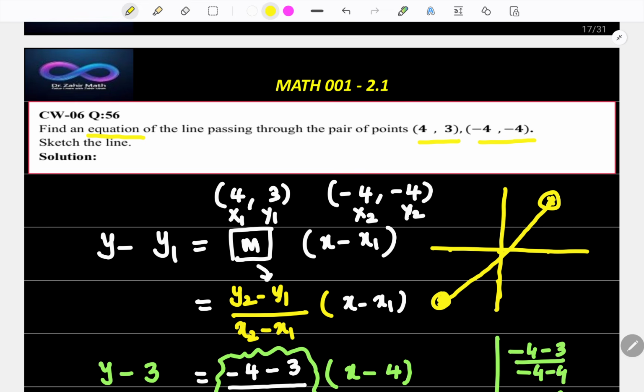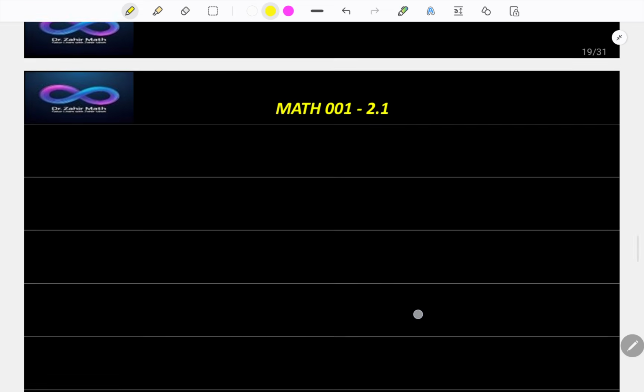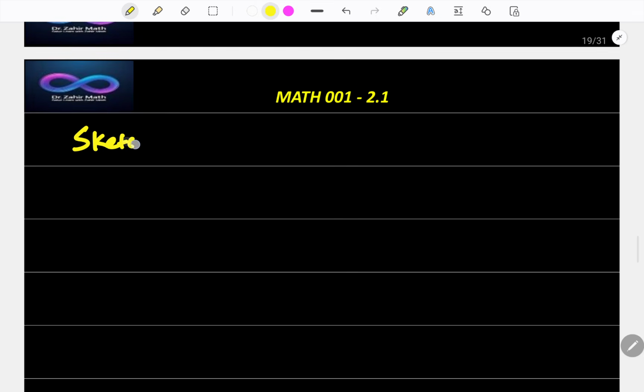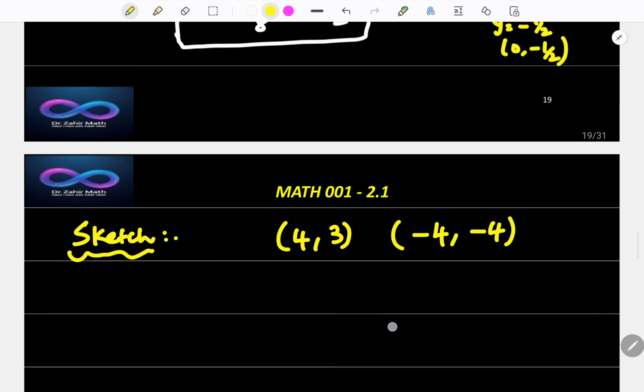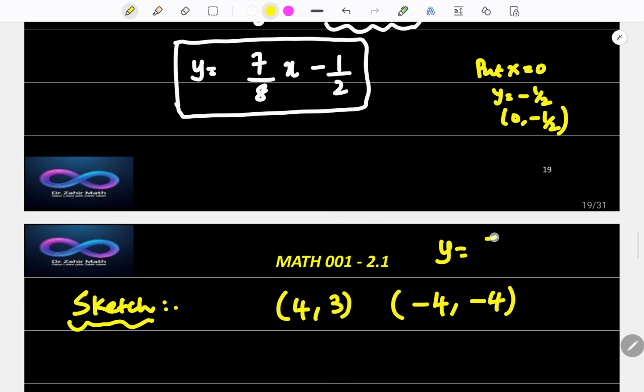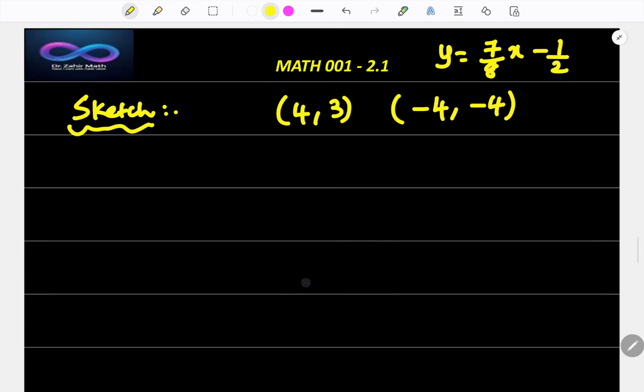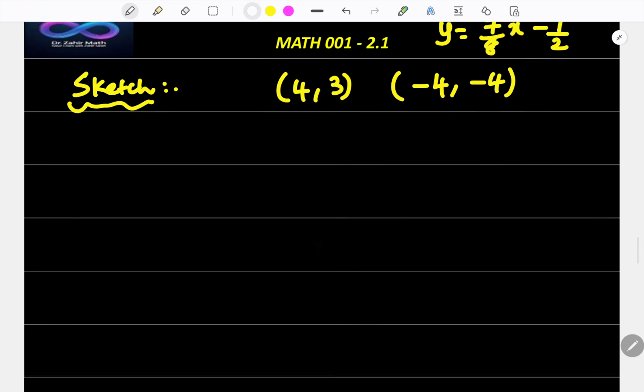Keep in your mind, they didn't ask the question. Oh, they asked the question, sorry. I have to draw. Oh, sorry, I did not see. Sketch the line. Wait, let me do this question here. Sketch. Sorry. So what are the points? The points are 4, 3 and minus 4, minus 4. And what is the equation? y equals 7 by 8x minus 1 over 2. I thought it didn't ask. Okay, so let me draw a neat sketch.